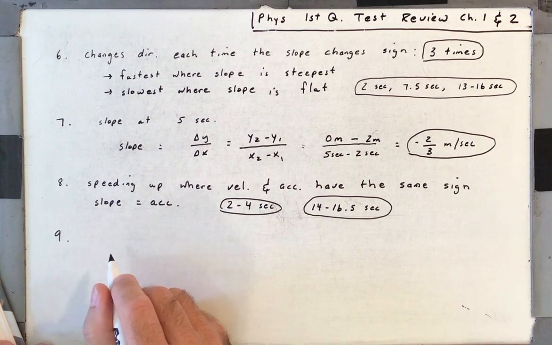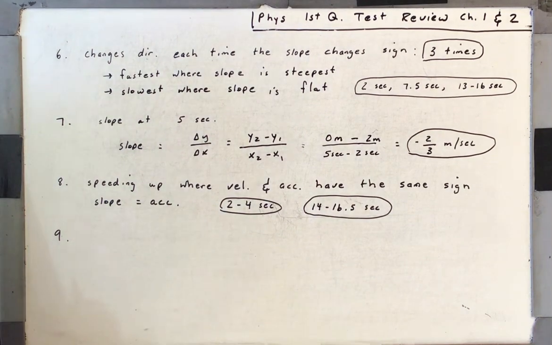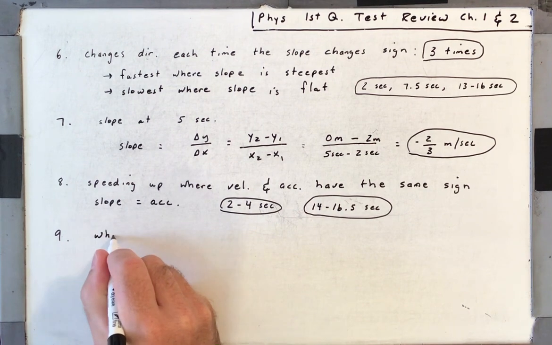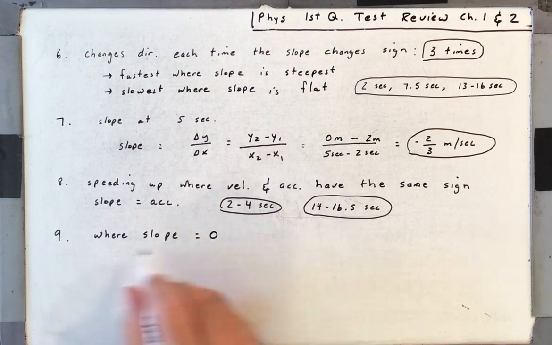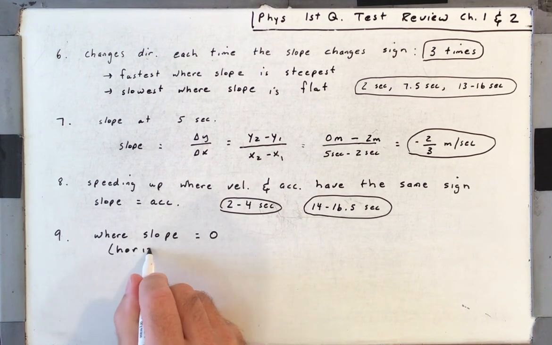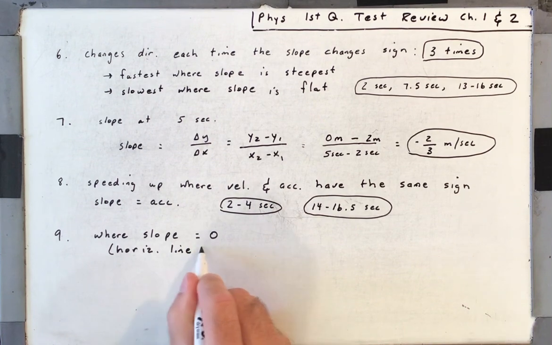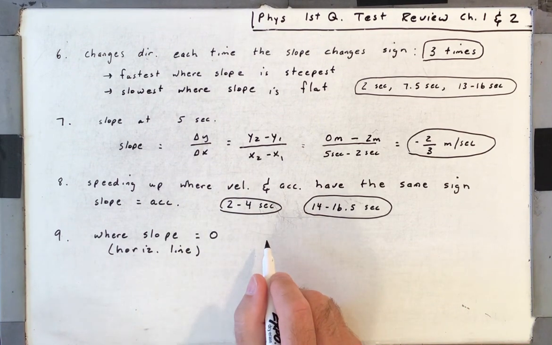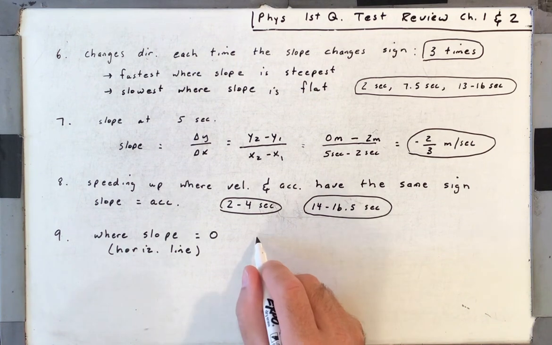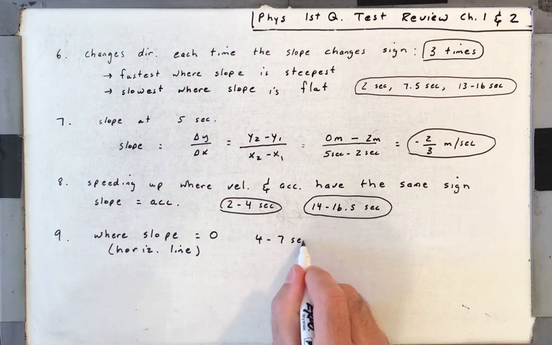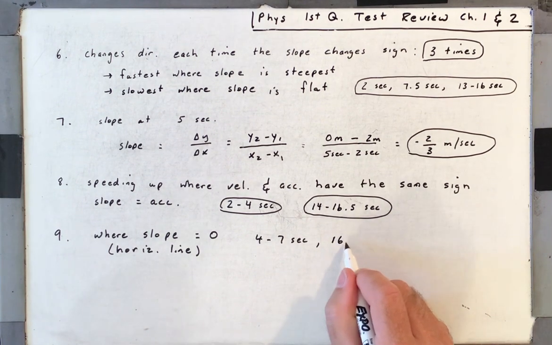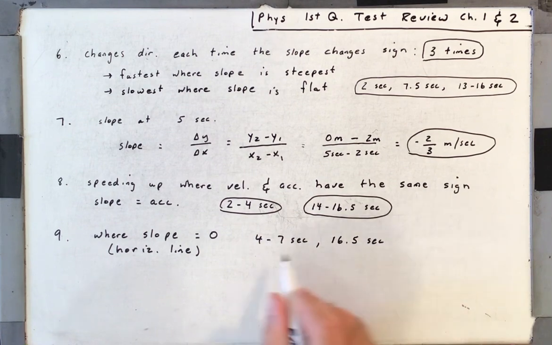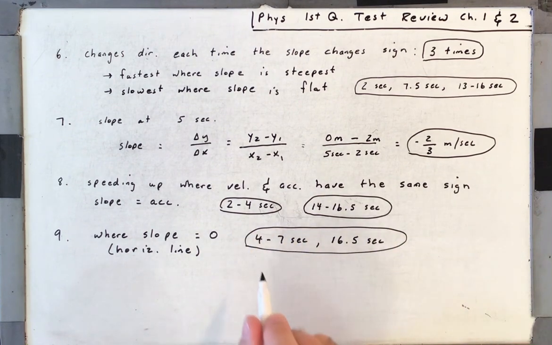All right, number 9, during what time intervals is the acceleration equal to 0? Well, that is where the slope is equal to 0. Horizontal line. Okay, where's the horizontal line on this graph? Well, between 4 and 7 seconds, it's a horizontal line. And also at 16.5 seconds, we have one little point there where the slope is horizontal. Okay, so that's where acceleration is equal to 0.